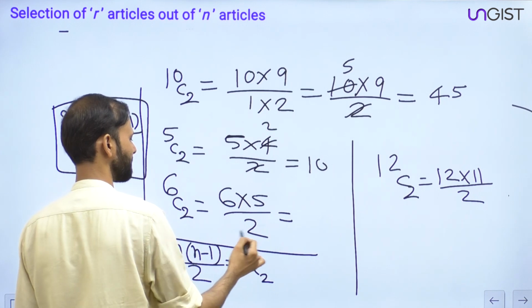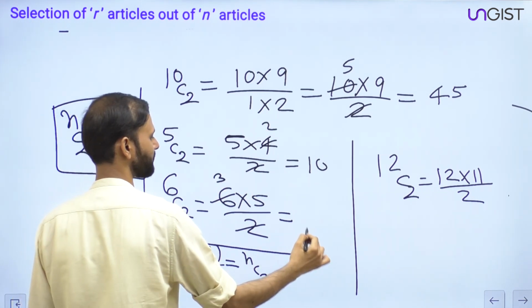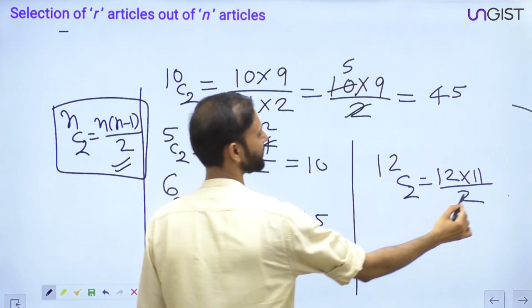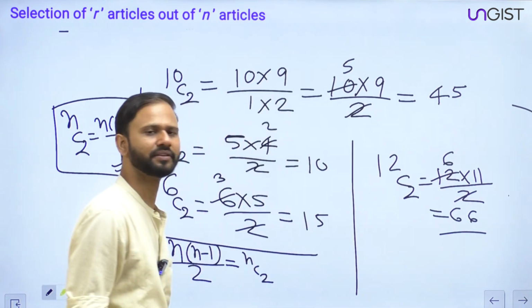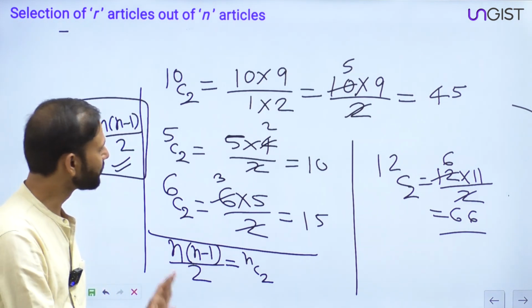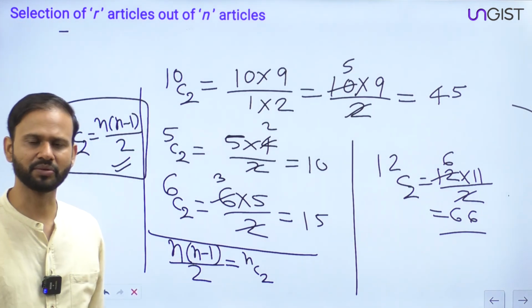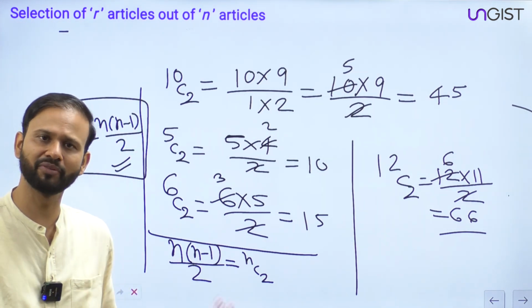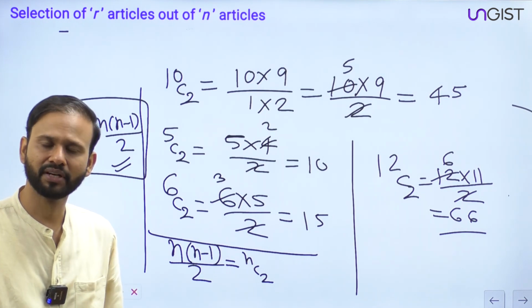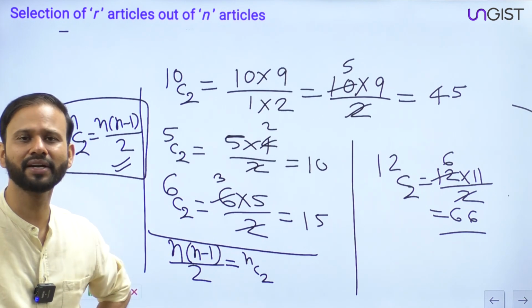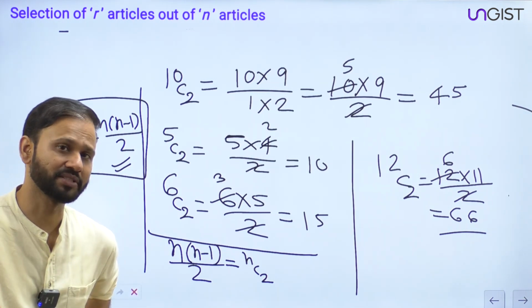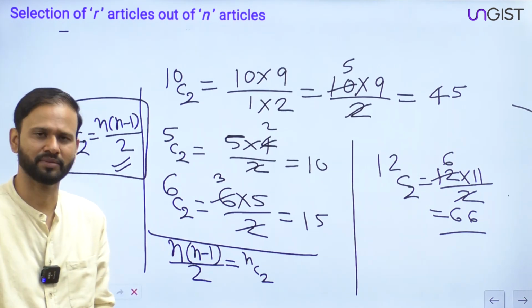What is the value of 6C2? The value of 6C2 is 15. And what is the value of 12C2? The value of 12C2 is 66. Guys, it is fine. Clear? I hope this concept is clear now. This is actually very simple, but you have to think differently to solve these type of questions. They are actually very simple.